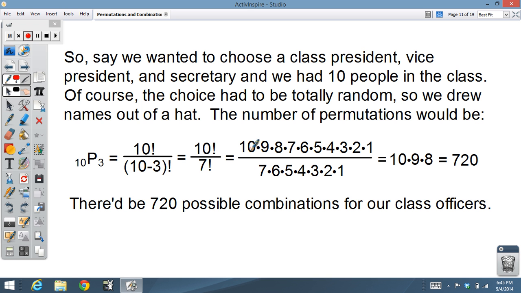So, for example, if we wanted to choose a class president, vice president, and secretary from 10 people in class, and we make it totally random, drawing names out of a hat, the number of possible permutations would be 10P3, or 10 factorial over 10 minus 3 factorial, which is 10 factorial over 7 factorial. Once again, we cancel out everything from there on, and it leaves us 10 times 9 times 8, or 720 possibilities for our class officers.